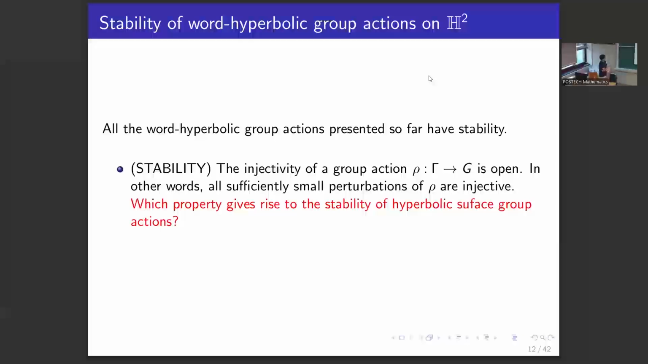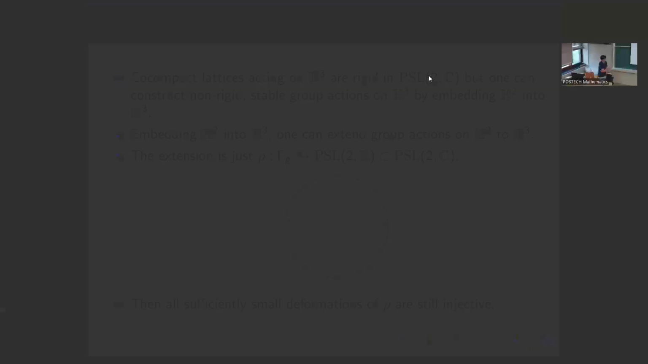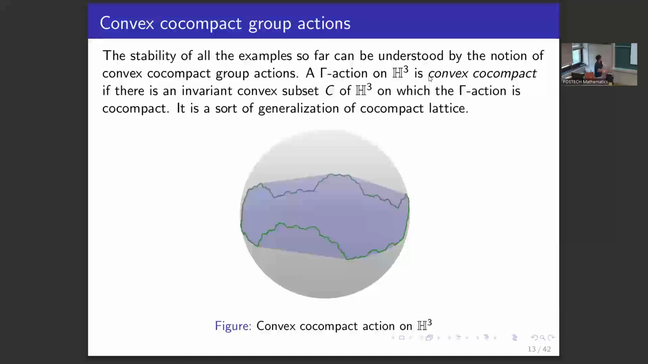But this is the key question. Which property gives rise to the stability of the hyperbolic surface actions? You can do this by using some GF structure on a compact manifold, but this example cannot be explained by the GF structure. So there is some unifying notion to explain this phenomenon.